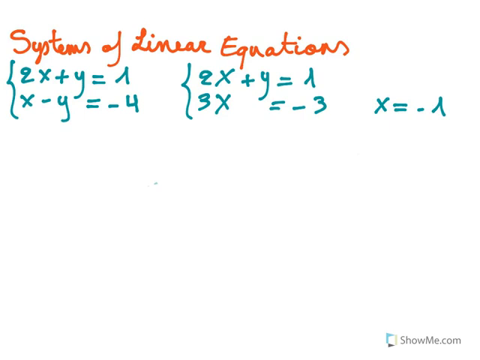Now what is y? Well, you can determine y by plugging in the value x is minus 1 in that first equation. What do you get? Well, 2 times minus 1 plus y equals 1. So minus 2 plus y equals 1, or y equals 1 plus 2 is 3.